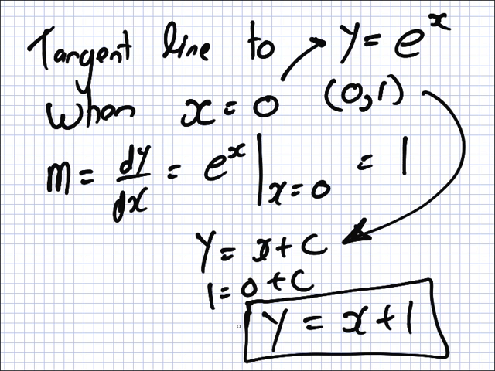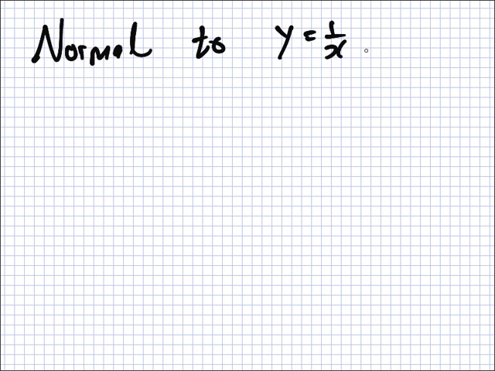We'll do another tangent. Well, no, we'll make it a normal this time. Okay. So, find the normal to y equals 1 over x at x equals 1. There you go. Try this one now.